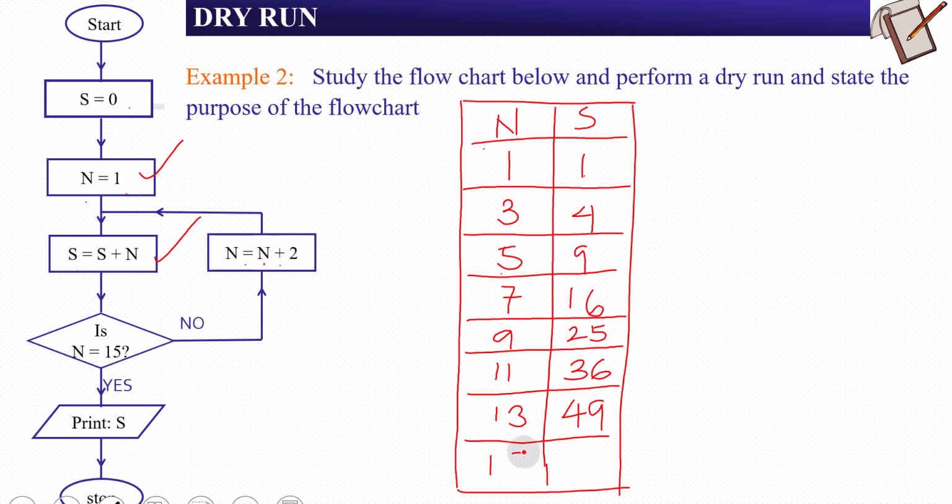So it becomes 15. And then with 15, you will realize that s becomes s plus n, which will be 15 plus 49, which is 64. You ask yourself, is n equaling to 15? Yes. What do? You print s. And printing s, we are printing this value, which is 64. So that means s is equaling to 64. We are printing s after n is equaling to 15.